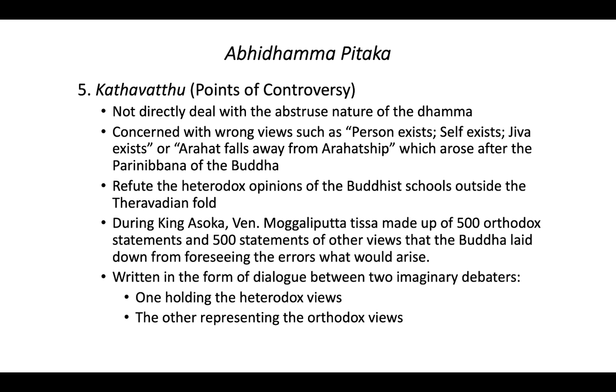Moggaliputta Tissa was an Arahant. Under his direction, the order held an Uposatha ceremony, and at the assembly, the Venerable Moggaliputta Tissa expounded points of view made up of 500 orthodox statements and 500 statements of other views in order to refute the wrong views that had crept into the Sangha and might in the future arise again. The collection of statements of views was recited by 1,000 selected Theras and incorporated into the Abhidhamma Pitaka.